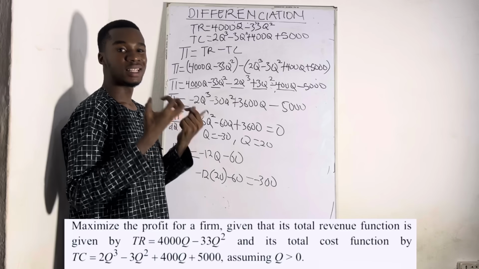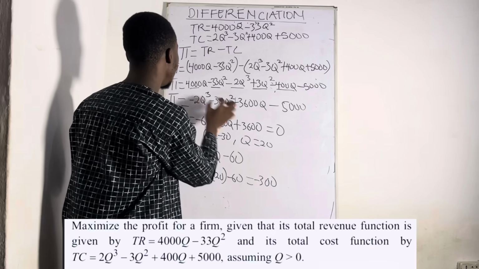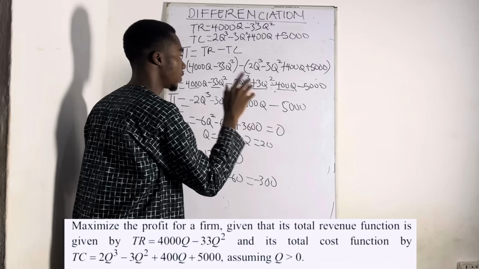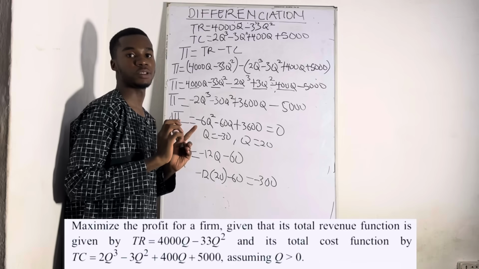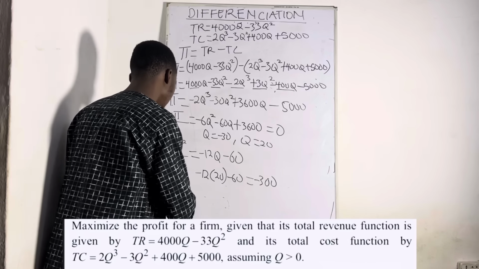So if you want to know the highest profit you're actually getting in terms of money, we substitute it into the profit function, because this is profit. So when you substitute it into this, whatever you get is the actual profit, the highest profit you are making. So now let's do it and see what you are getting.